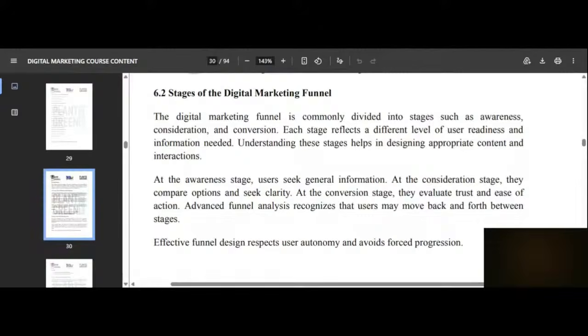So how do you do this? How do you convert? By giving the customers a free trial version, by giving the customers a good amount of discount, and by adding a limited time offer. All of these three examples are very important to convert the customer into purchasing a product. So the main focus of this stage is sales and conversions.